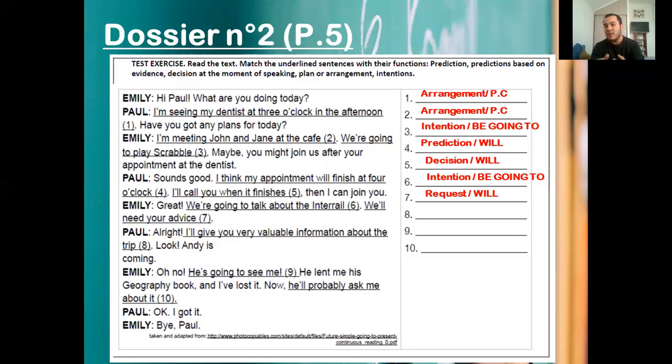Request was not one of the options, but I think it is not prediction and it is not a decision at the moment of speaking, right? Because there is a request in this part. He's asking for information in here. Remember that advice is a synonym, sorry, it's consejo in Spanish. So he's asking for help.